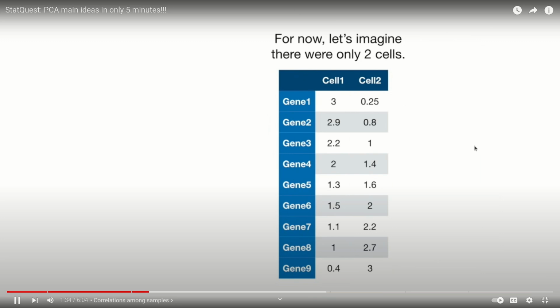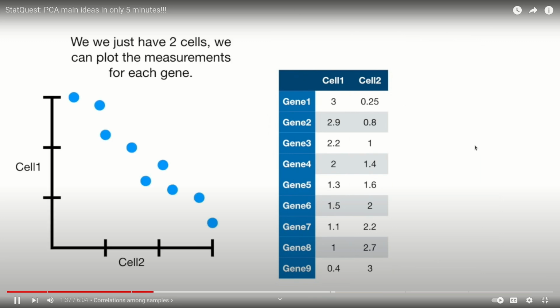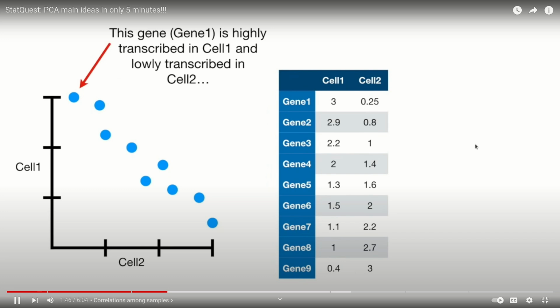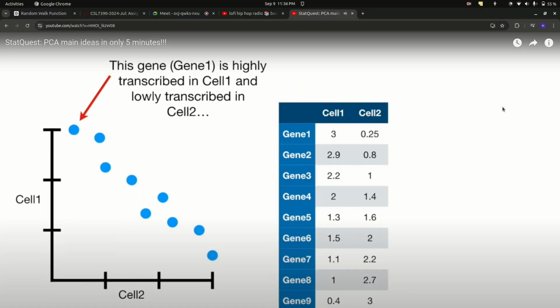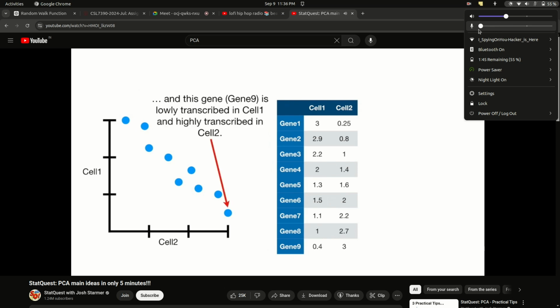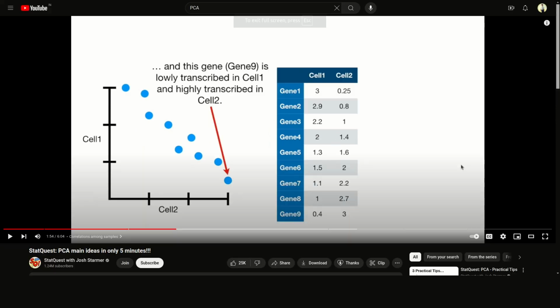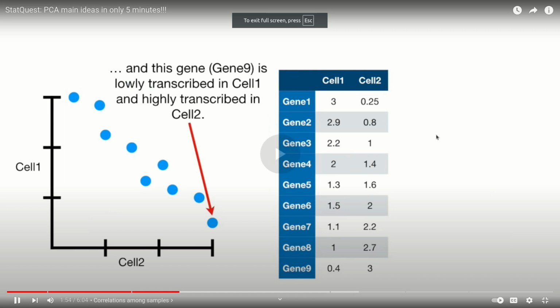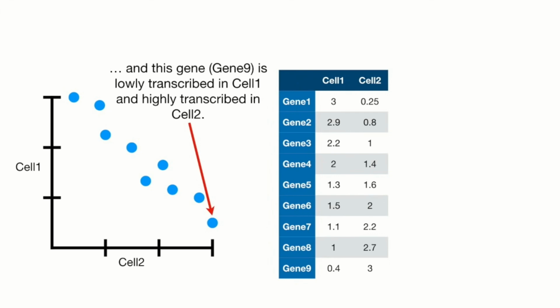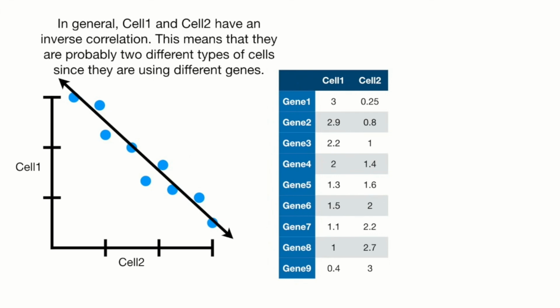For now, let's imagine there are only 2 cells. If we just have 2 cells, then we can plot the measurements for each gene. This gene, gene 1, is highly transcribed in cell 1 and lowly transcribed in cell 2. And this gene, gene 9, is lowly transcribed in cell 1 and highly transcribed in cell 2. In general, cell 1 and cell 2 have an inverse correlation. This means that they are probably 2 different types of cells, since they are using different genes.